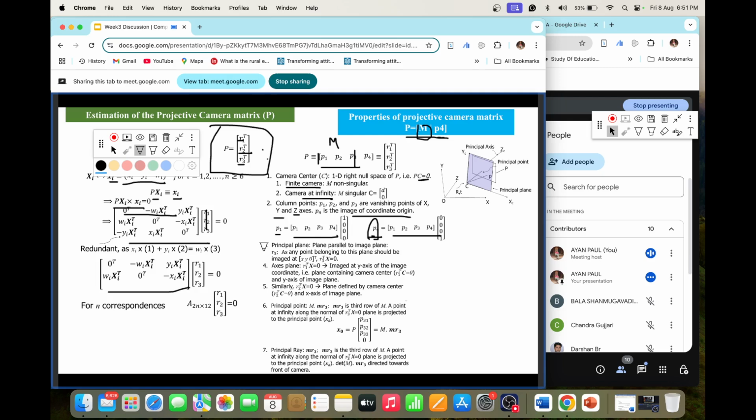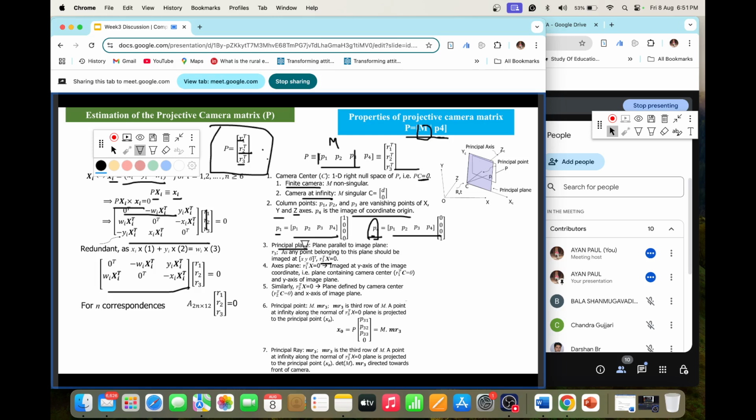Now regarding the third property, the principal plane. We know about the principal plane: the plane parallel to the image plane. How can it be found out? It can be found out by this: r3 transpose times X. r3 is nothing but the third row of the projection matrix. If I multiply it by capital X, which is your real coordinate point, I can find the principal plane.